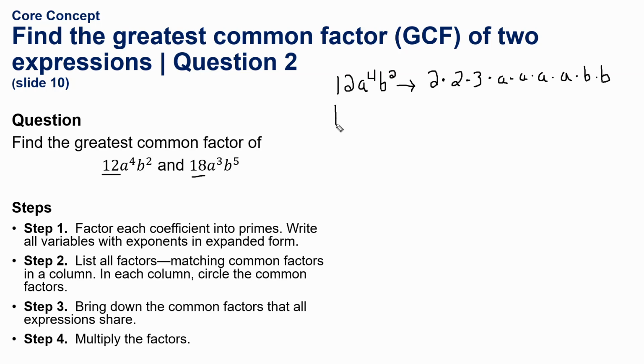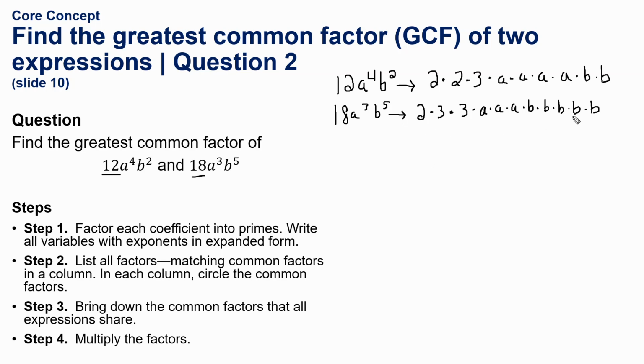So 18 then, a to the 3rd power and b to the 5th power. 18 is going to be 2 times 3 times 3. So 2 times 3 is 6, 6 times 3 is 18. And then we have 3 a's, a times a times a, and 5 b's. So hopefully I have enough room here. b times b times b times b times b. Okay, so now we have this all expanded out.